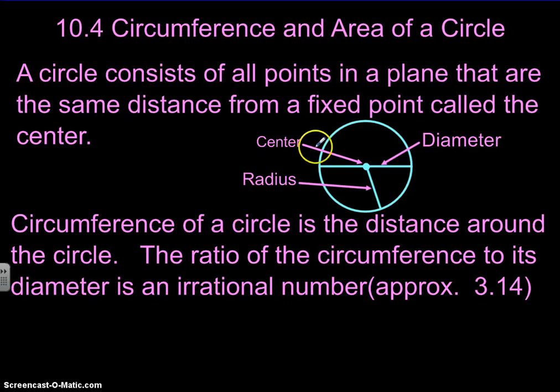Circumference is basically the distance around the circle. When we're looking at perimeter for rectangles and triangles and things like that, we add all the sides. We can't really add all the sides for a circle because it has an infinite number of sides. So we have to use a formula to get that. And because we're finding the area and circumference of a circular object, we are definitely using pi today.